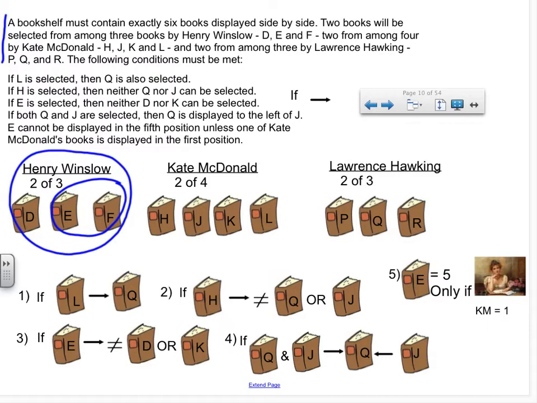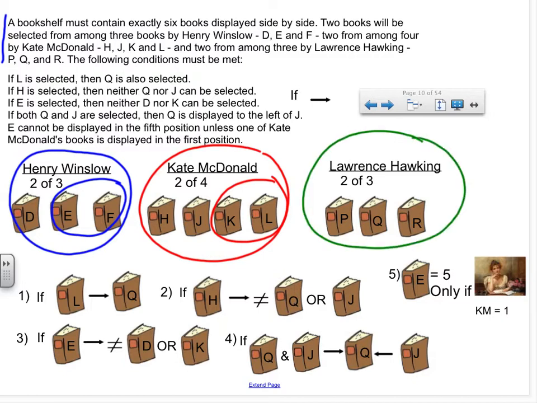For the second group of books, we have Kate MacDonald, who wrote the books H, J, K, and L, and for the bookshelf we must select 2 out of the 4. And finally, for Lawrence Hawking, he wrote the books P, Q, and R, and we must select 2 out of the 3. So in total, 2 plus 2 plus 2 will equal 6 books on the shelf.